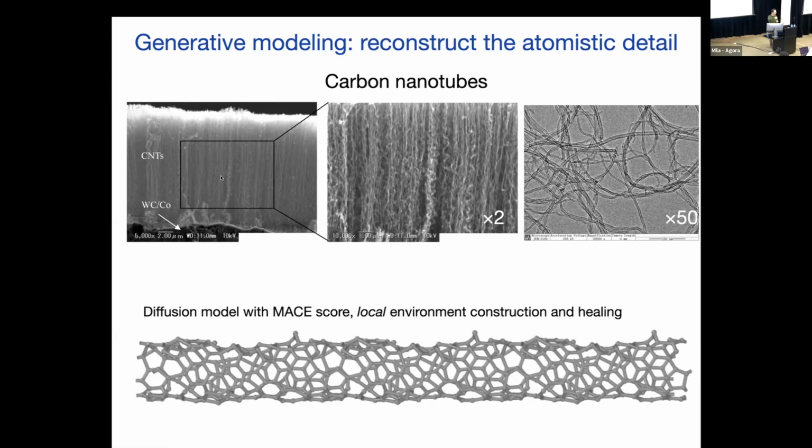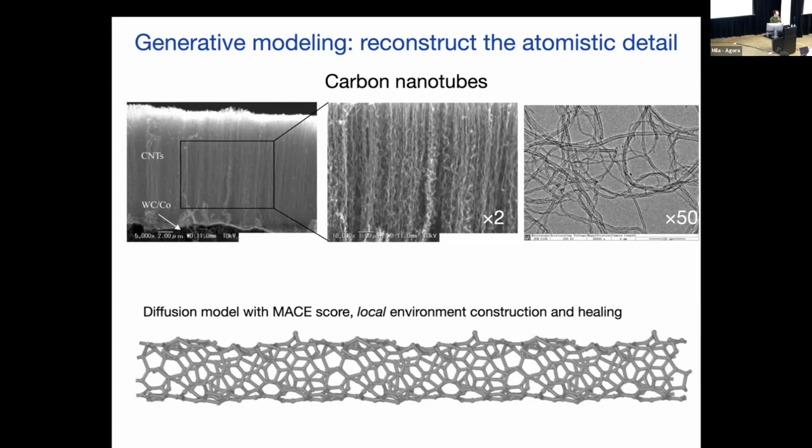A carbon nanotube is a material made of carbon that looks like this, what's on the bottom, and you can make it in various forms. Here's a carbon nanotube forest, and the image that you see here is about the width of a human hair. When you blow up by a factor of 2, you see the individual strands. You blow up by a factor of 50, you see that these tubes are not straight. They go around. They're a bit irregular.